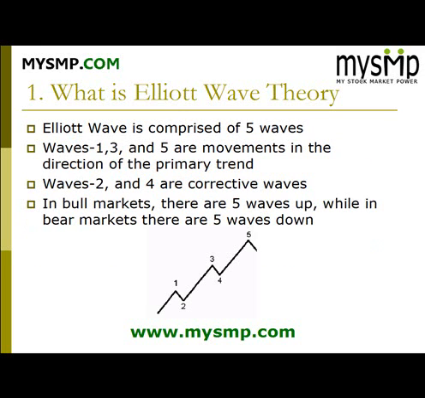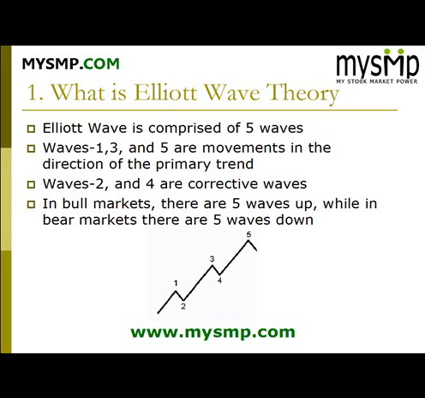Elliott Wave is comprised of 5 waves. Waves 1, 3, and 5 are in the direction of the primary trend. So these are going to be your strong waves, right? They're going to actually be the ones carrying the trend. Waves 2 and 4 are your corrective waves. While these waves are smaller in size, they are just as important because they give the investor or trader insight into the potential strength or weakness of the following primary wave.